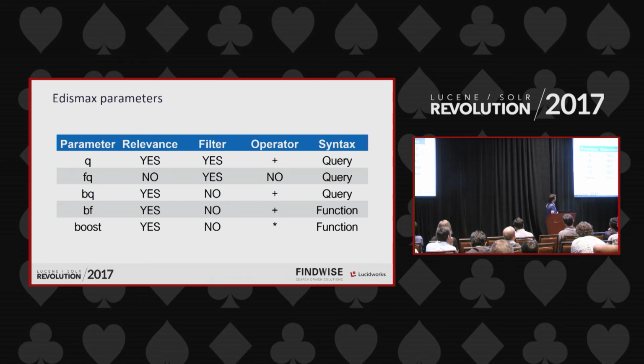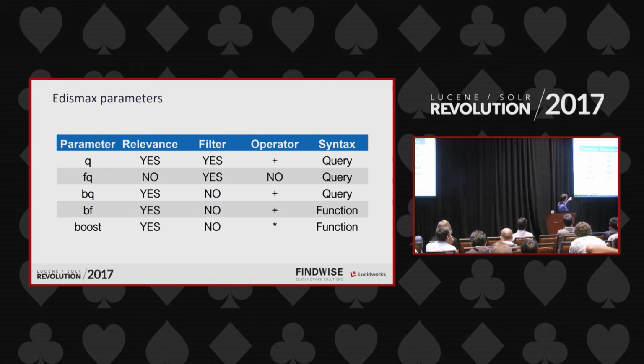Then we have the boost function, which is exactly the same as the boost query, but instead of taking a query syntax, it's going to take a numerical value. And when it is calculated, it's going to be actually added to the general score as if it were a result from a term match. And it is going to be aggregated with the other queries with the coordinator factor.